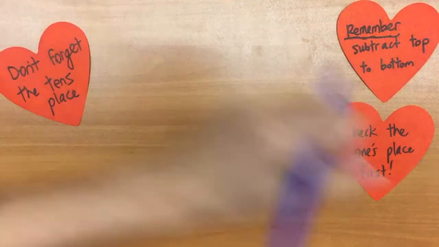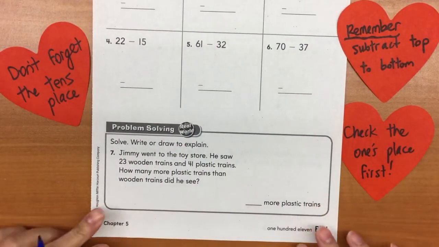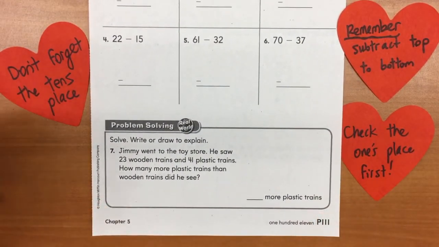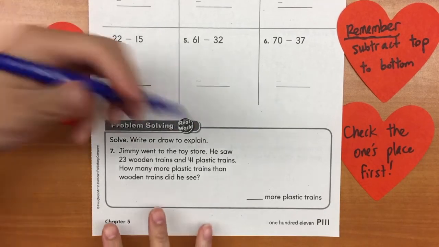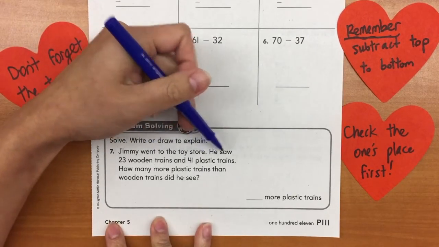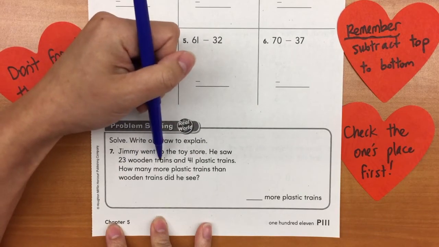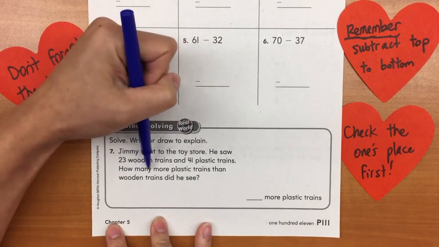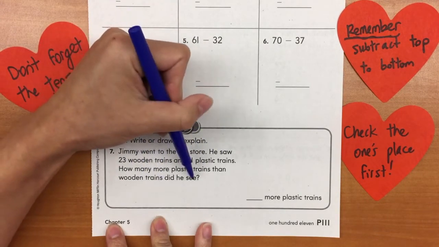But what if, let's say, your word problem does not have a big hint that says something is being given away or something is eaten up or used up? Let's talk about that. Comparison. Jimmy went to the toy store. He saw 23 wooden trains and 41 plastic trains. How many more plastic trains than wooden trains did he see?